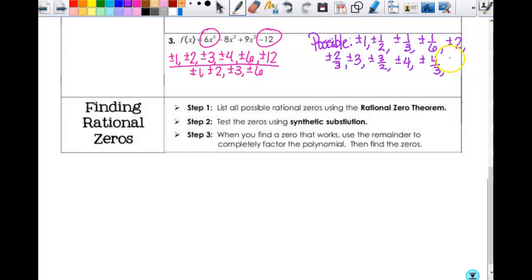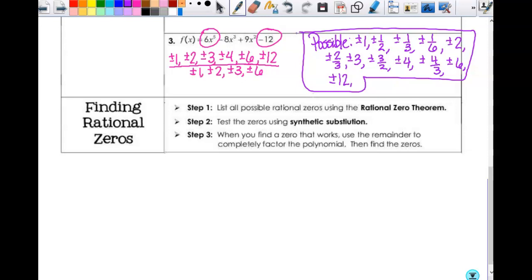6 over 1, plus or minus 6. 6 over 2 is 3, we got that. 6 over 3 is 2, we got that. 6 over 6 is 1. So we move on to 12. 12 over 1 is 12, we don't have that. 12 over 2 is 6, we got that. 12 over 3, we got that. 12 over 6, we got that. This is it. So it's not as many as you would think it is because some of them already exist there. Okay? Any questions at this point?